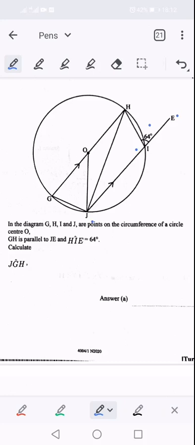Angles on a straight line add up to 180. So to find this one, I do 180 minus 64, and I get 116.